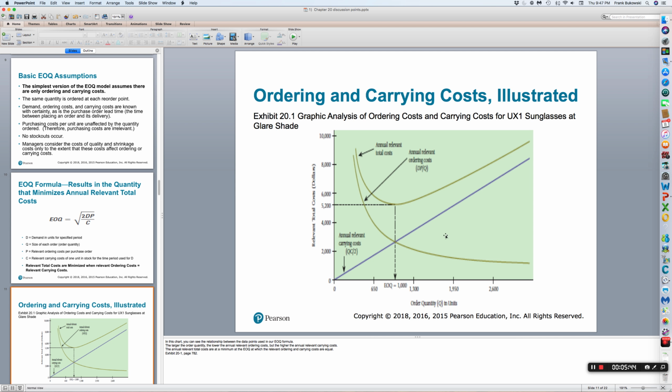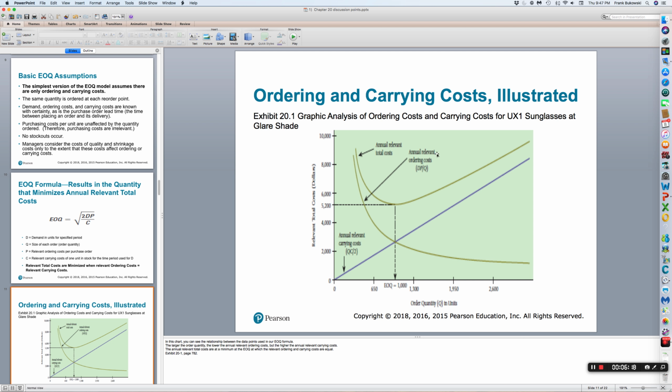If we were to go ahead and graph this function, then the point where our annual relevant total cost is at its lowest is going to be the economic order quantity unit that we should have. So here it's going to be relevant total cost of $5,200 for the purchase of inventory, and we need to go ahead and purchase 1,000 units of that inventory. Notice that there are two components then that are going to make up the annual relevant total costs.